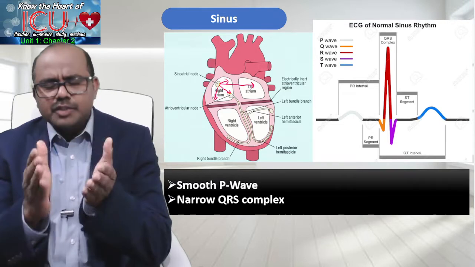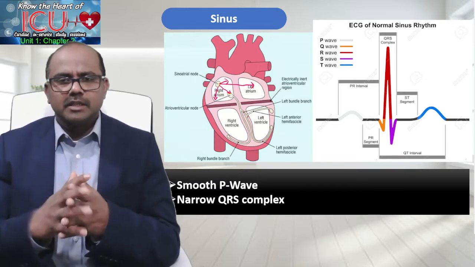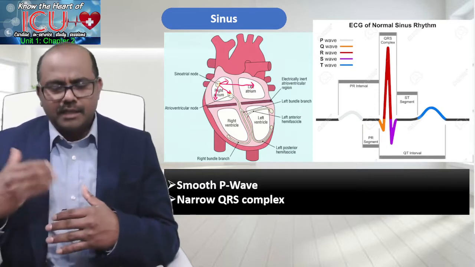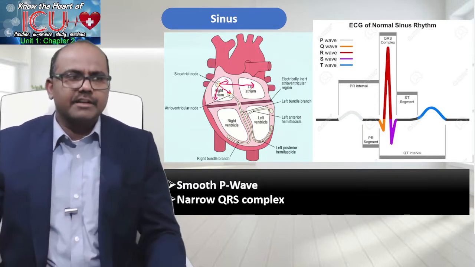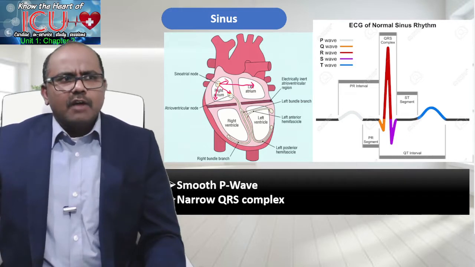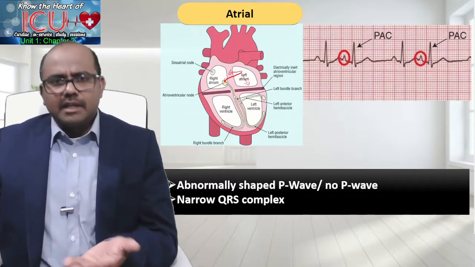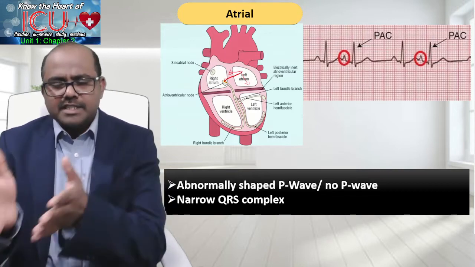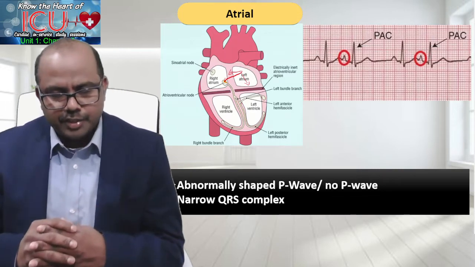So if you want to know whether it is an SA node impulse, you look at the P wave. The P wave will be nice and smooth, and the P wave will be inverted only in aVR. And how will you know an atrial rhythm or an atrial impulse? How will you identify, oh, this abnormal impulse is coming from the atria?